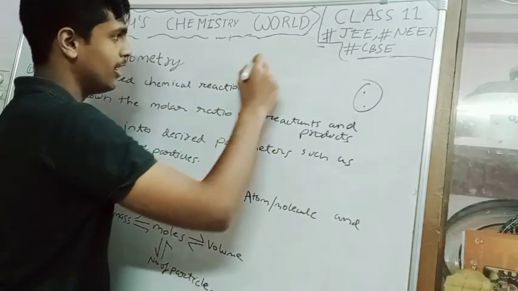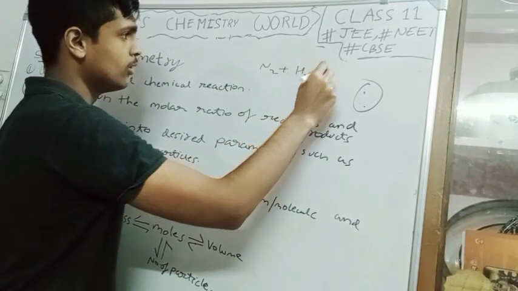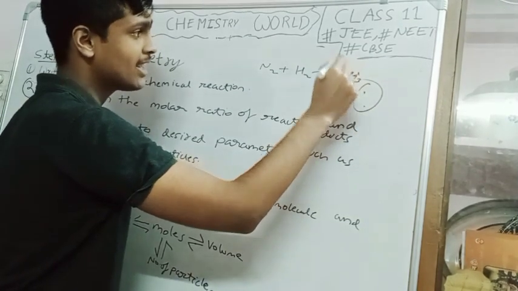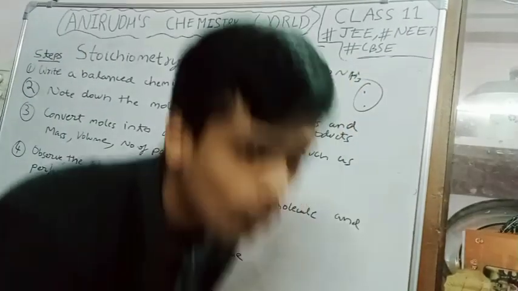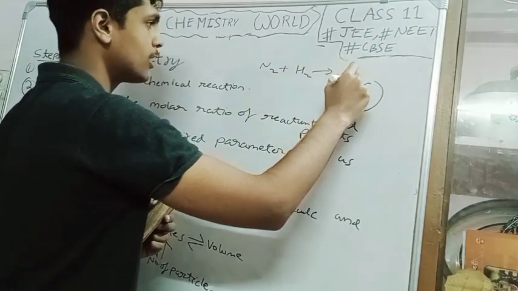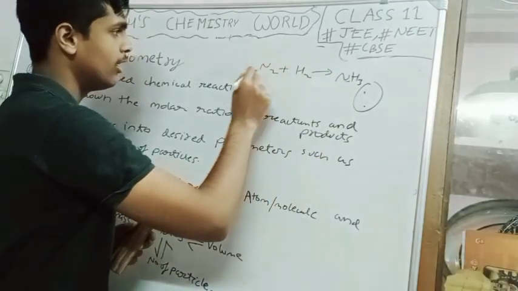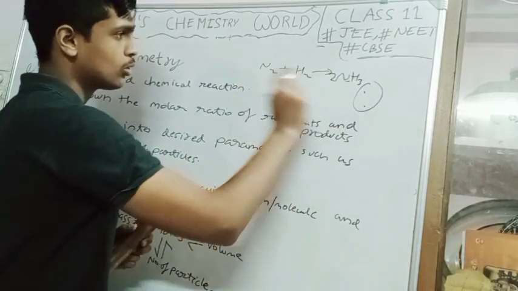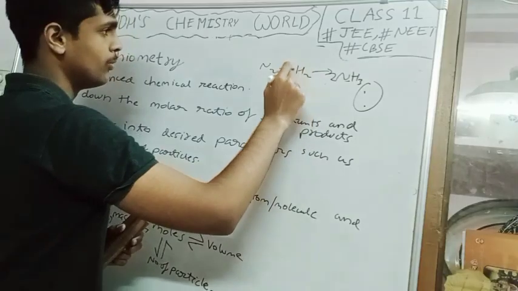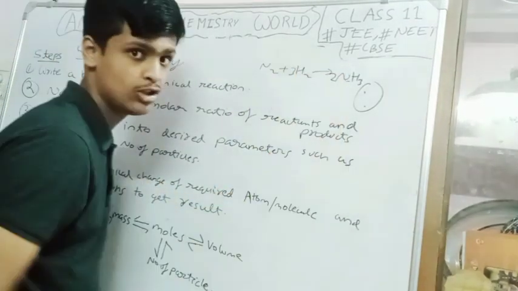Suppose you take one reaction, N2 plus H2 gives NH3. I'll tell you the example, but these are the steps. In the steps I am explaining what is going on behind this. That is the only thing I want to explain. Okay, N2 plus H2 gives NH3. If you balance this, you have 2 moles here. So 2 times 3 is 6, 2 times 3 is 6. So this 3 times 2 is 6. It's balanced.